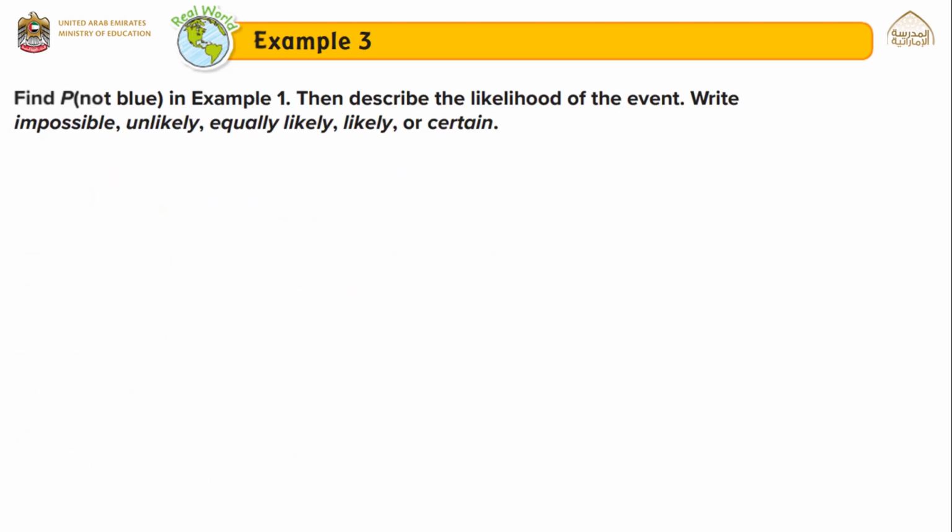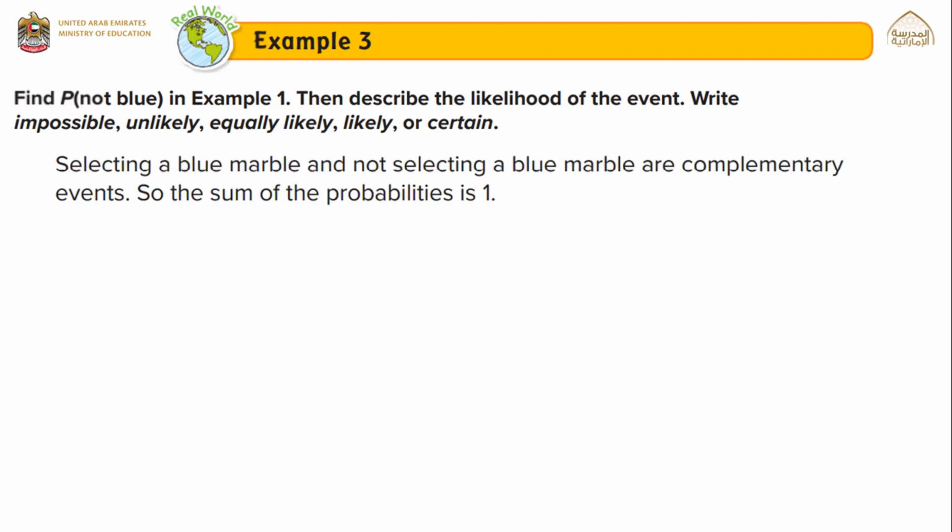Example 3. Find the probability of not blue in Example 1. Then describe the likelihood of the event. Write impossible, unlikely, equally likely, likely, or certain. Selecting a blue marble and not selecting a blue marble are complementary events. So the sum of the probabilities is 1.